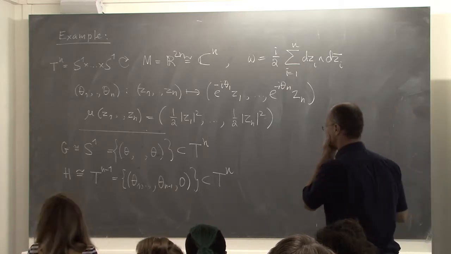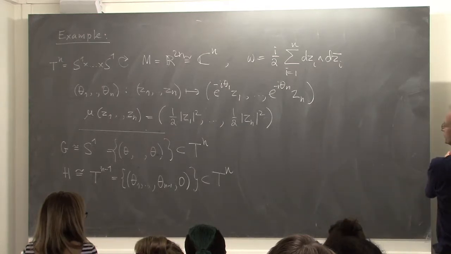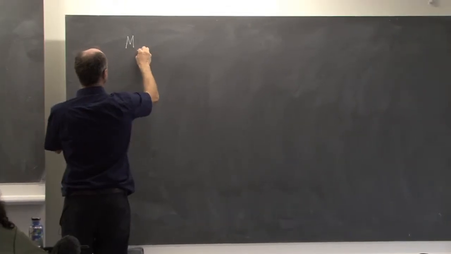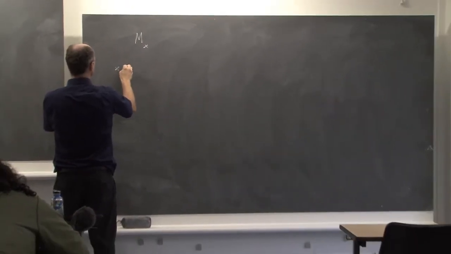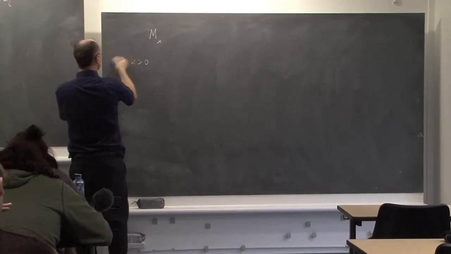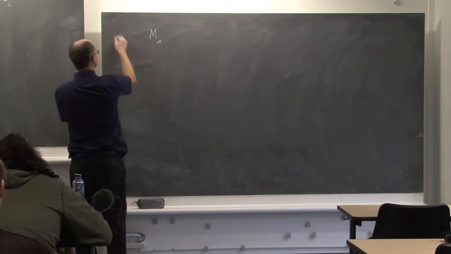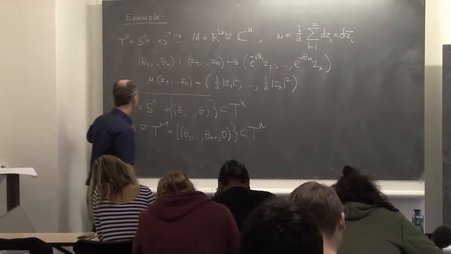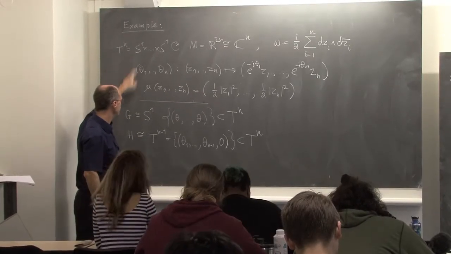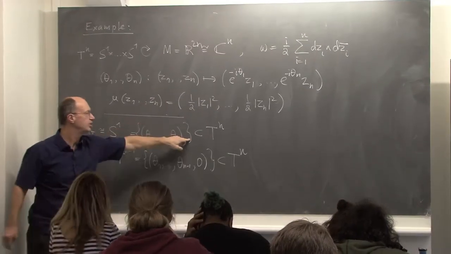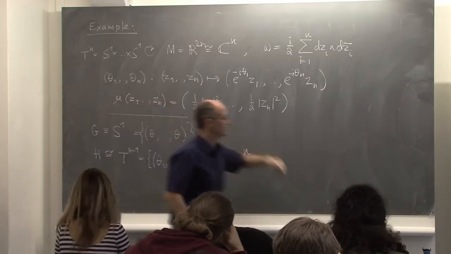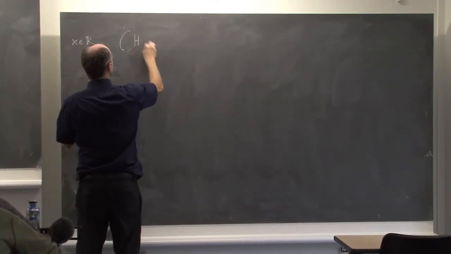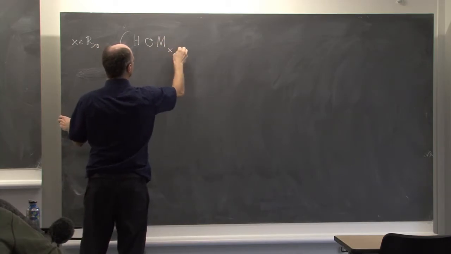So now what can we say? The previous considerations tell us that if we take Mx, where x will be a positive real, so I take the symplectic reduction of my space under the action of the first group at some positive level. Then what happens? Then H acts on Mx.